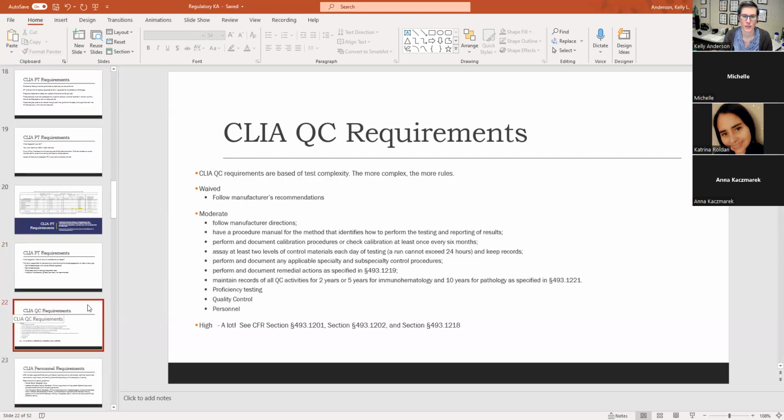Okay, moving on to QC requirements. CLIA QC requirements are based on test complexity. Basically, the more complex a test, the more rules, because you want to make sure that it's being controlled. In general, there's waived, moderate complexity, and high complexity.